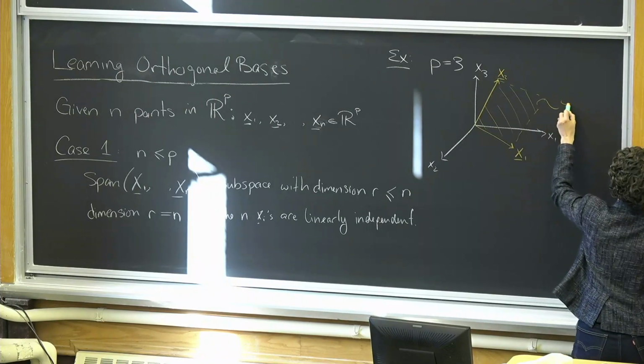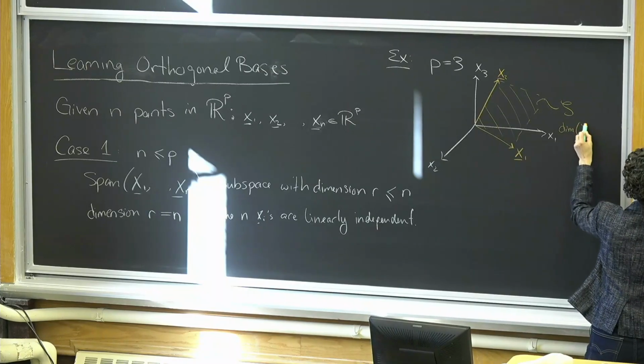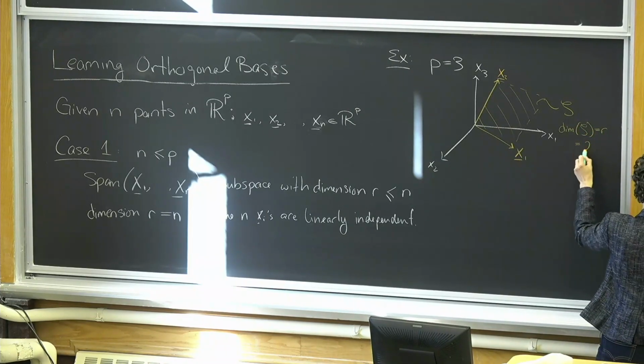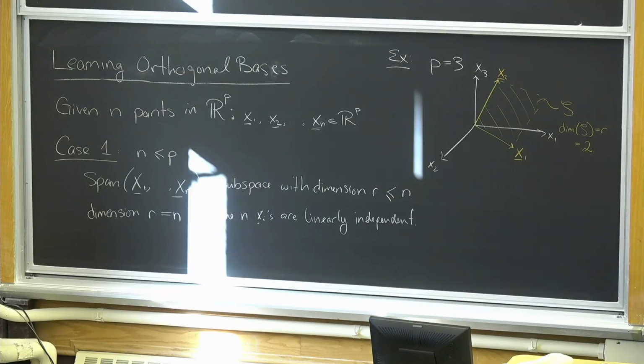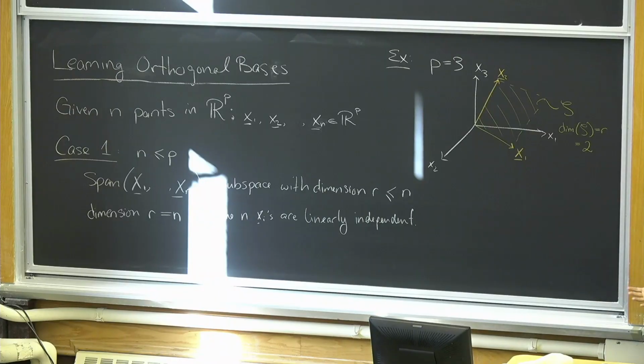So this subspace S has dimension of S equal to R, and in this case, that dimension is equal to 2, even though we are in a p equals 3-dimensional space. And this happens in part because we only have two vectors and they are linearly independent from each other. So we have two linearly independent vectors, and therefore the subspace has dimension 2.